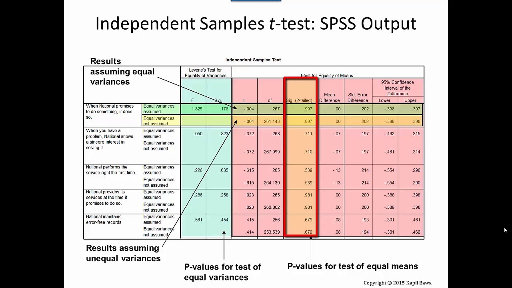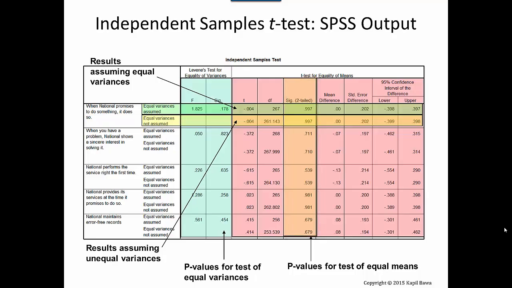Start by looking at the significance two-tailed column, which shows the p-value for the test of equal means. If for any of the variables the p-values are less than your alpha, you have a statistically significant difference in means for that variable. If not, you don't have a significant difference.